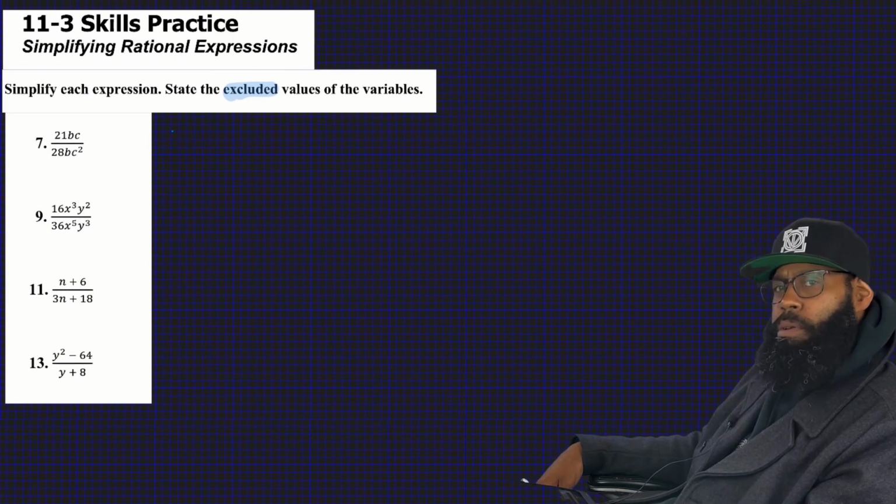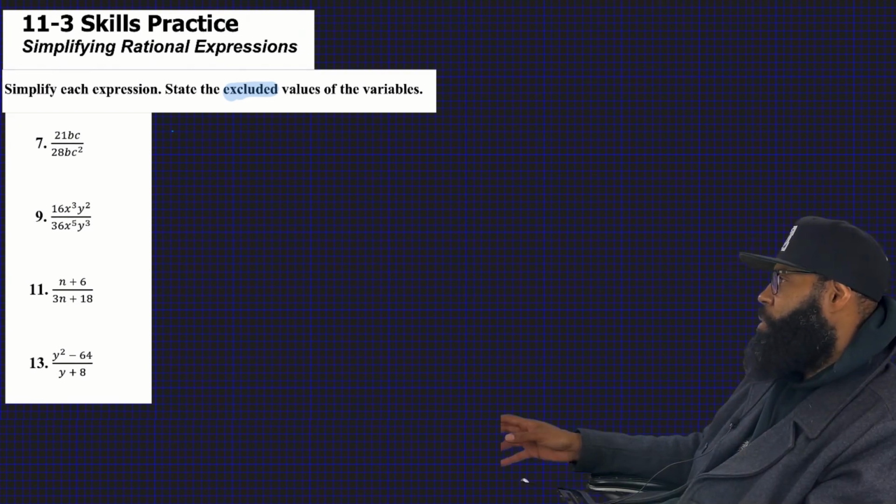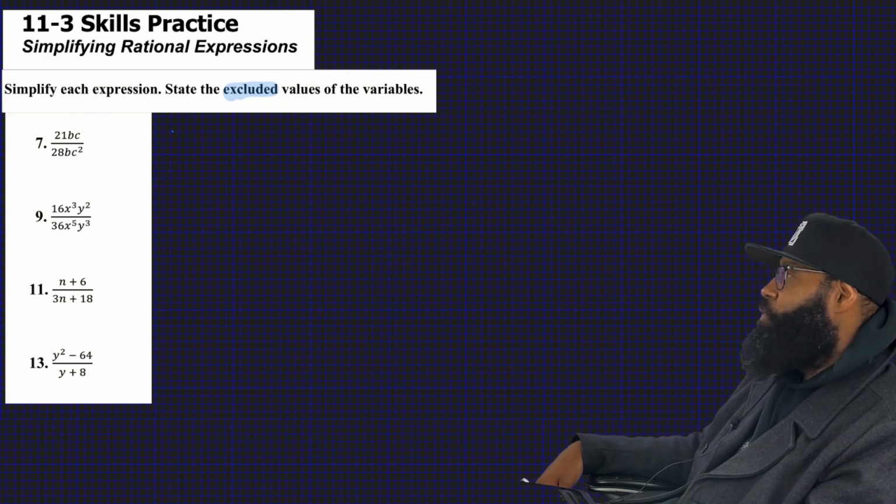And exponent rules are definitely useful here. 36 x to the 5th, y to the 3rd. So I'm going to say x to the 3 minus 5 and y to the 2 minus 3. Because rules are important. All right. So 16 divided by 36, common denominator, common factor of 4. Right. So I'll be doing that later.